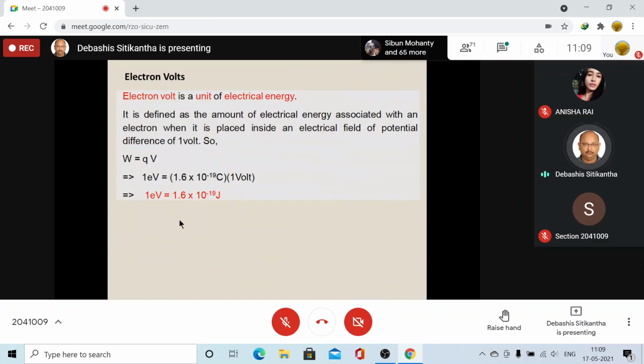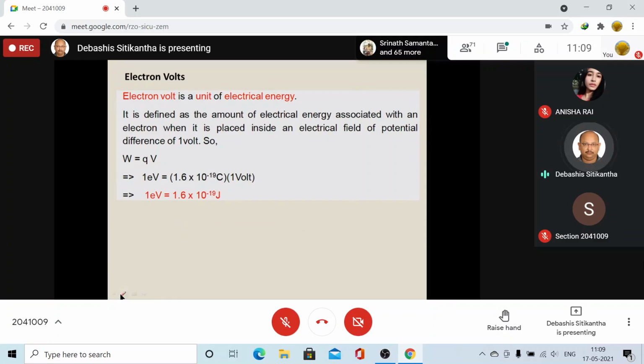So now let us move on to the next new thing that we will learn today, and this is the last thing that we will study in this particular chapter number 23. That is the electron volt. So what is an electron volt? An electron volt is a unit of electrical energy.